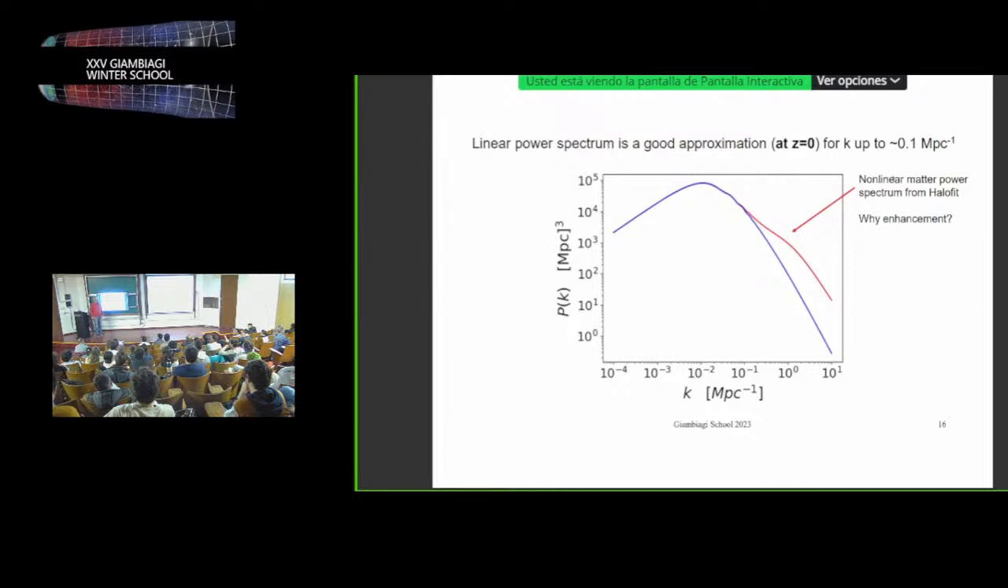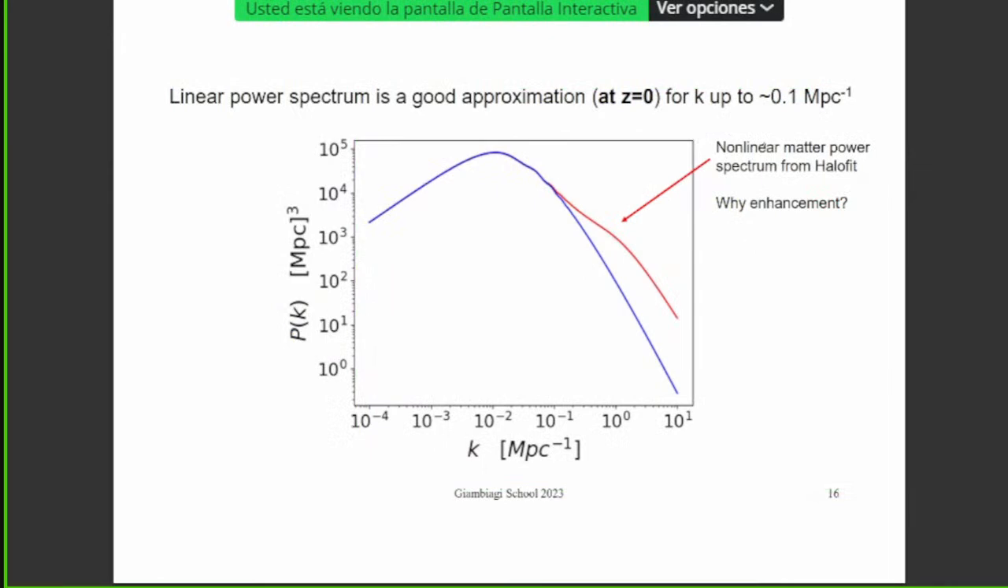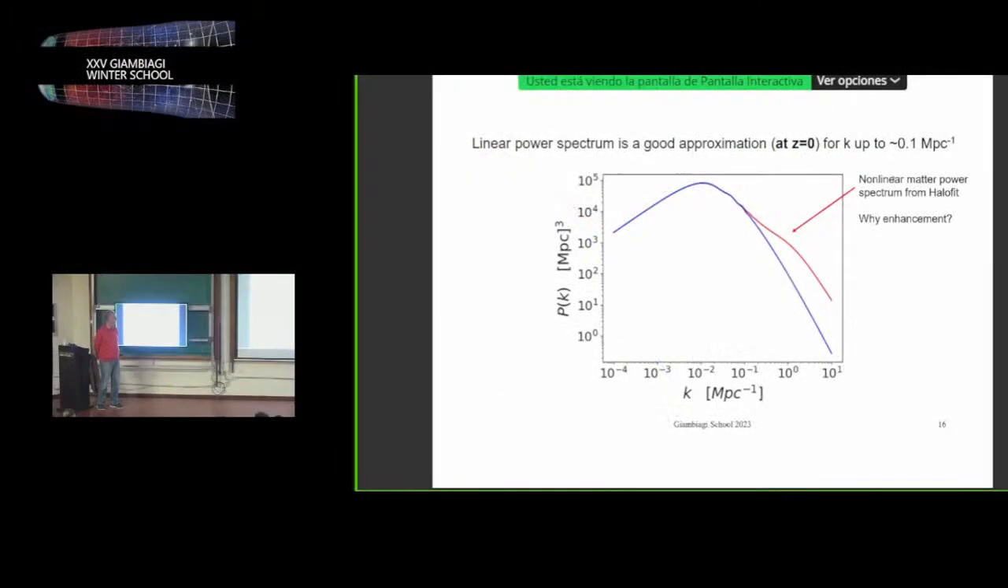Yes, the perturbations grow more at small scales. That's the reason. That's the answer. Okay, why? Because at small scales, you have more matter falling in. Perturbations are more nonlinear, and then you get this enhancement. It's the rich getting richer, let's say. So that's why you have this enhancement here. So the nonlinear effect is to enhance the power spectrum.